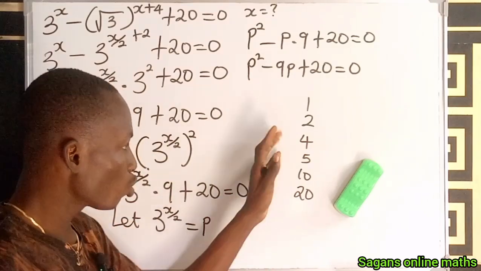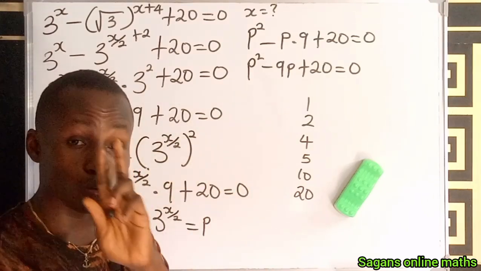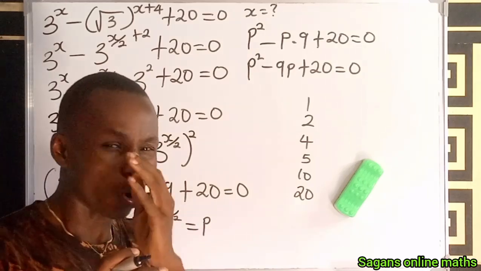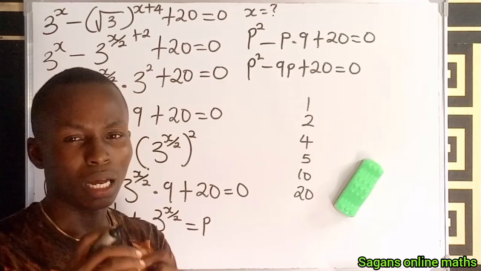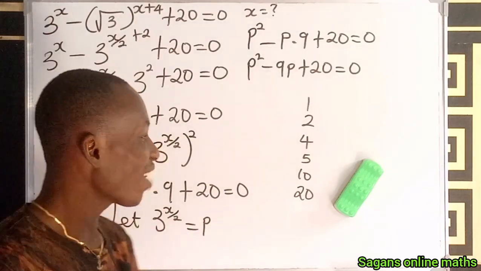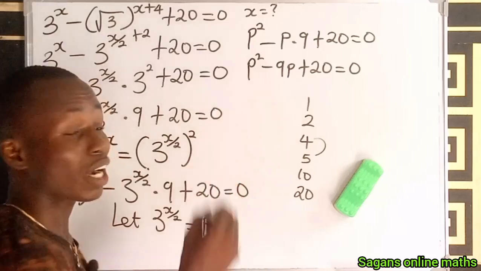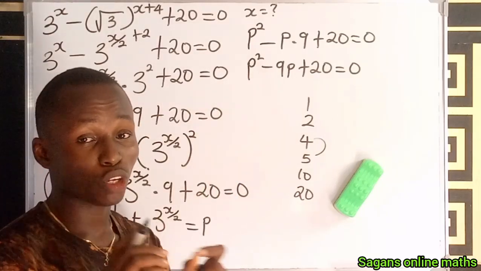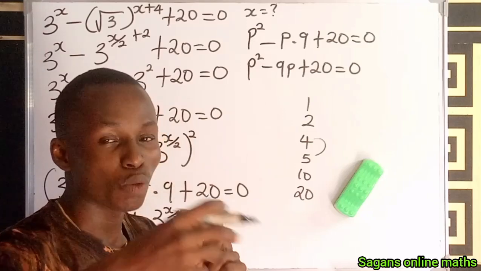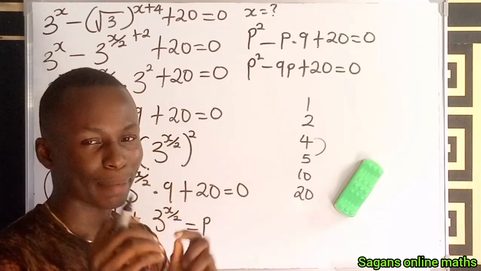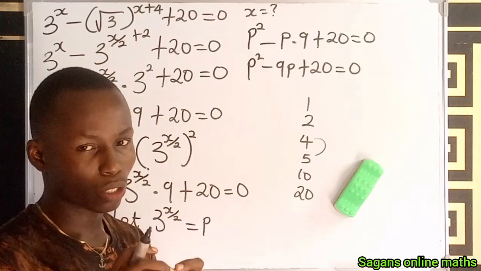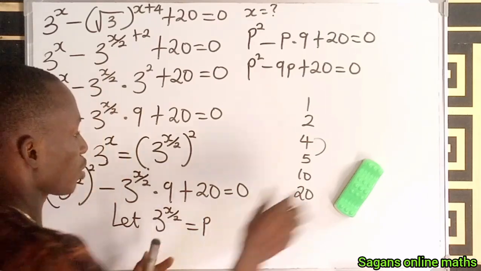Now let's pick two numbers from here, just two factors. If we multiply them, we have 20. If we add them, we have minus 9. Wow. Now, you can see that 5 and 4 can go. Why? Because minus 4 minus 5 gives us minus 9, and minus 4 multiplied by minus 5 gives us 20, because minus times minus is positive. So we are good to go with minus 4 and minus 5.